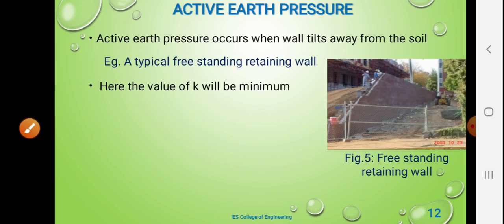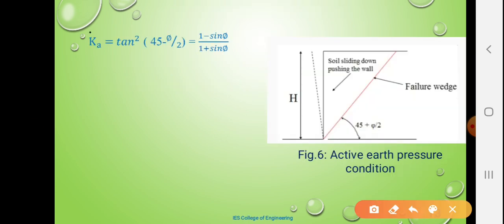Then the next condition is active earth pressure. Active earth pressure occurs when the wall moves away from the soil, for example, a typical freestanding retaining wall. If this is the wall supporting the soil, and the soil exerts pressure on this wall and the wall is moving away from the soil, this condition is known as active earth pressure condition. In another way, if the direction of force and direction of movement of the wall are in the same direction, then this condition is known as active earth pressure condition.